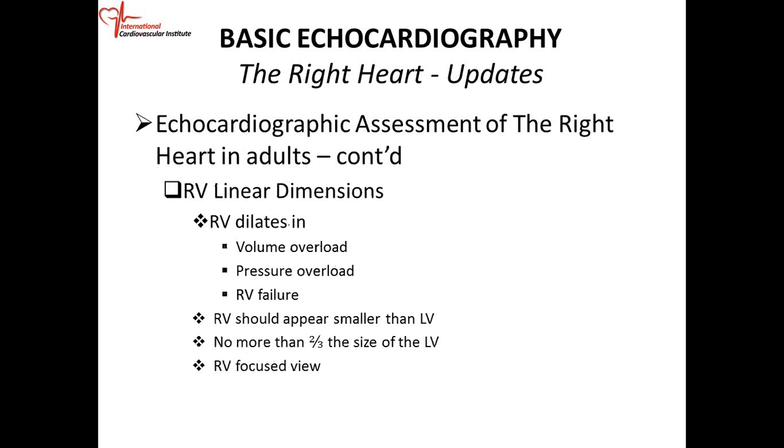Okay, so the RV linear dimensions. I think we went over this briefly, but if you measure the linear dimensions in the RV, you can determine if it's dilated, yes or no. And the RV may be dilated because of volume or pressure or RV failure. An example of volume overload is if you have a defect. Say for instance, you have a ventricular septal defect. You have a hole in the interventricular septum.